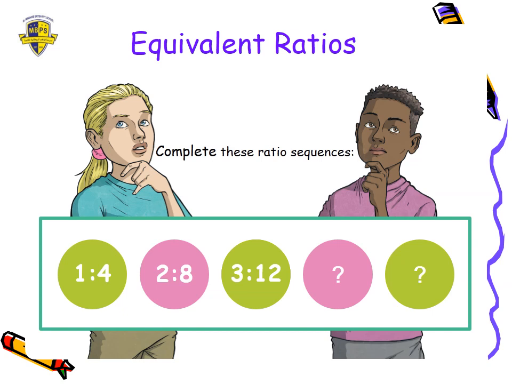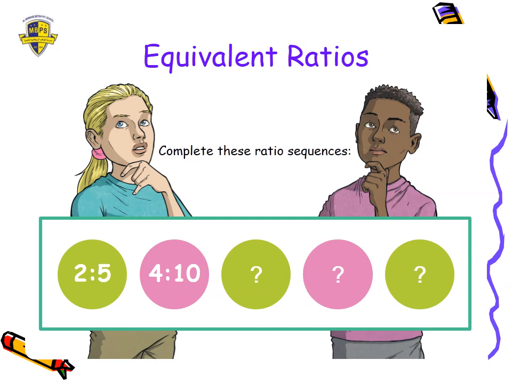Next, keep adding 1 to 4. So 3 plus 1, 4. And 12 plus 4, 16. So it will be 4 to 16. And the last one, 5 to what? Excellent. 5 to 20.